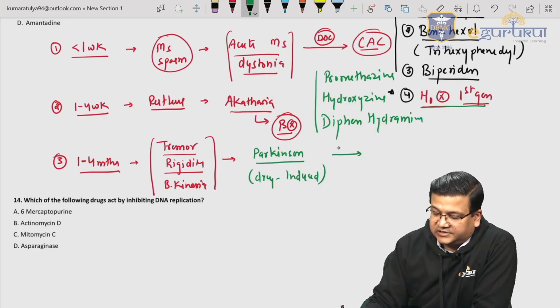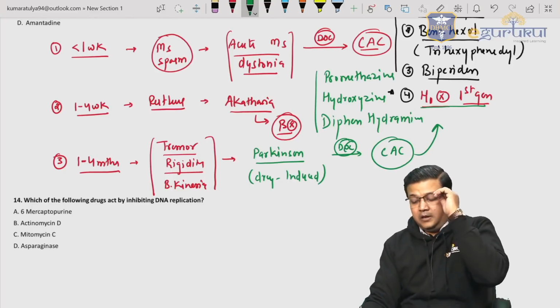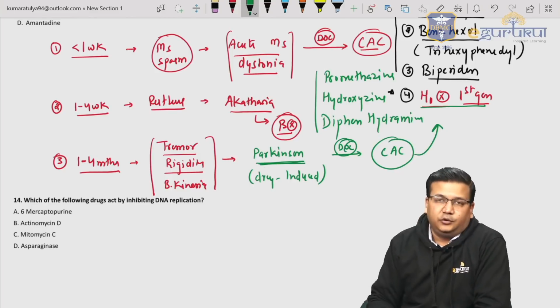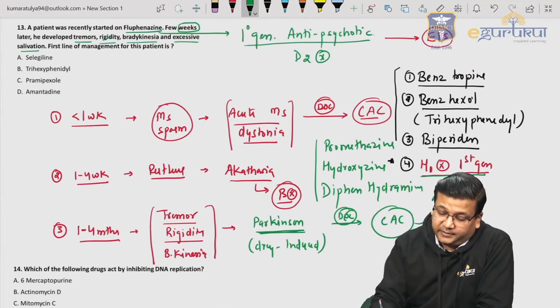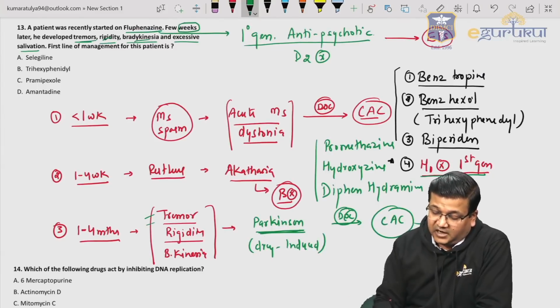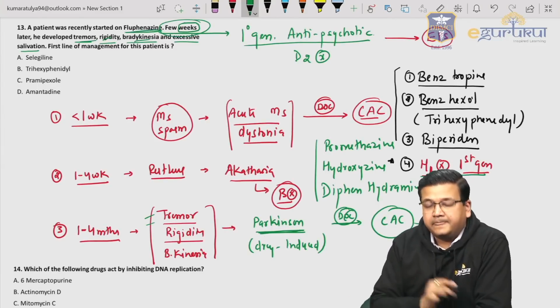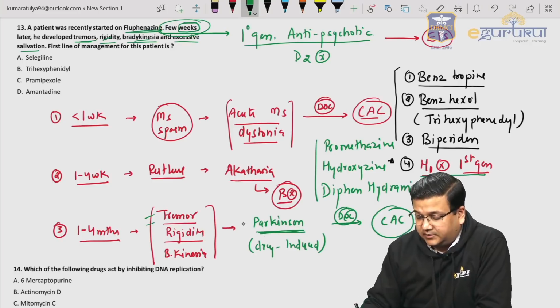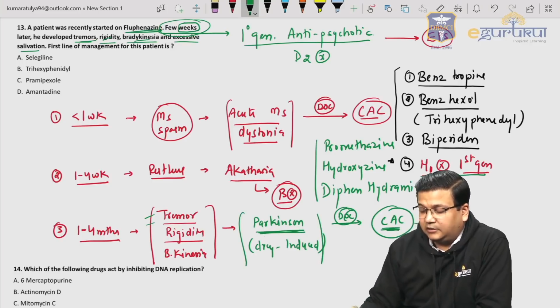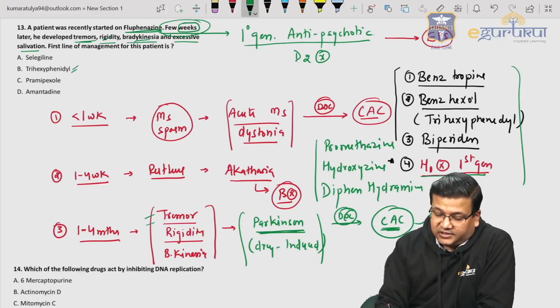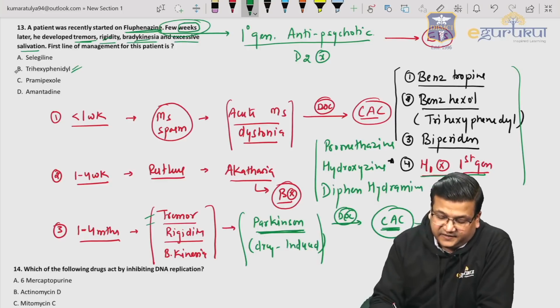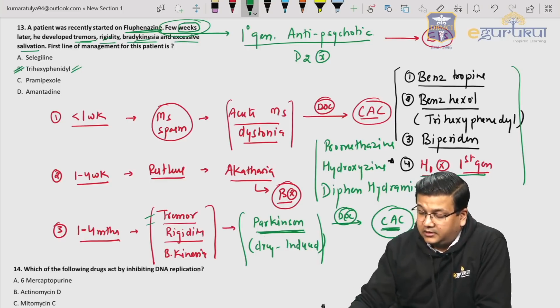For treatment of this particular condition, the drugs of choice are again centrally acting anticholinergics, which I have told you. So that is what the question is asking. The patient has developed rigidity, bradykinesia, tremor after a few weeks of receiving a first generation antipsychotic. It is nothing but drug induced Parkinson's, so centrally acting anticholinergics, and these are the names that you need to remember, out of which, as you can see, option B, trihexyphenidyl, is the answer to this question.